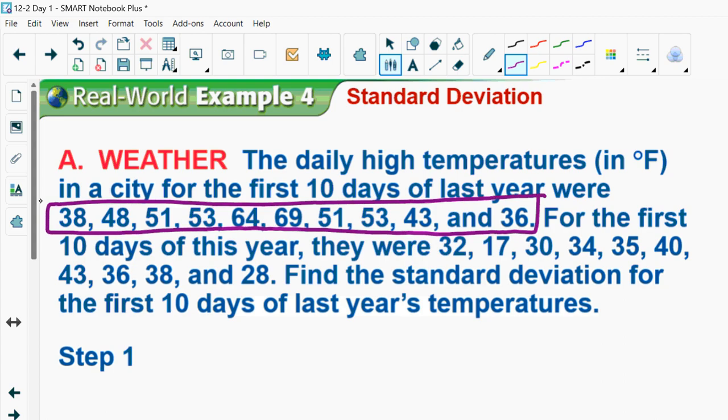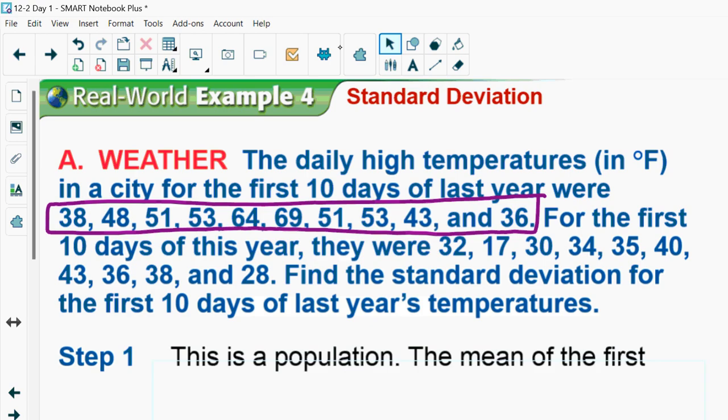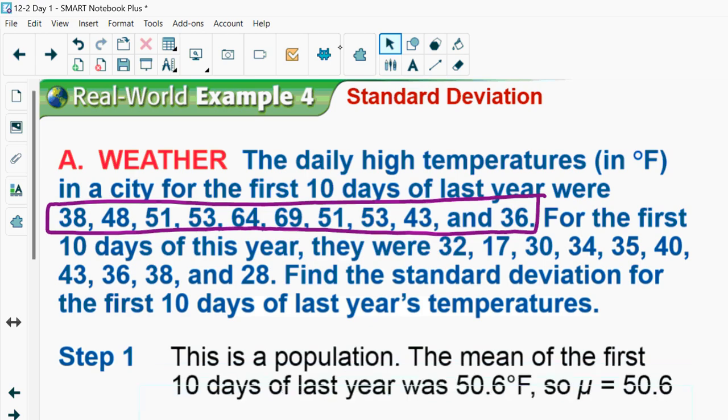And this is where I stopped in the video, step 1. Every time, you're going to find the mean of the data. They say this is a population, not a sample. How do we know? Because we have 10 days of temperature and we're using all 10 days. If we were only using 5 of the 10 days, that would be a sample, not a population. Because it's a population, that's how I know I'm going to use the formula for population.